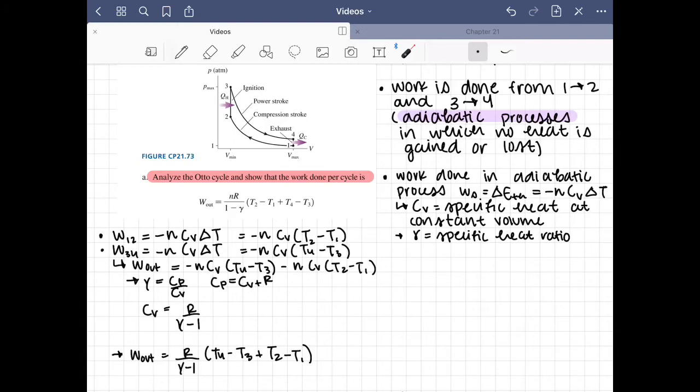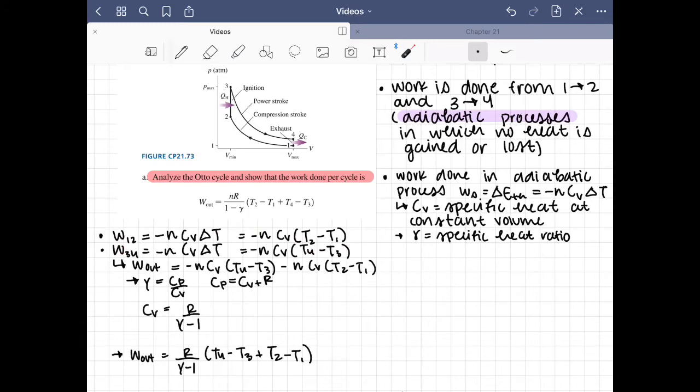So how can we find what the work done per cycle is? Well, we know that the work done in an adiabatic process is equal to the change in energy, which is equal to the negative number of moles times the specific heat at constant volume times the change in temperature. So knowing that, we can find what the work done is for going from 1 to 2 and going from 3 to 4, and we're going to get these two equations.